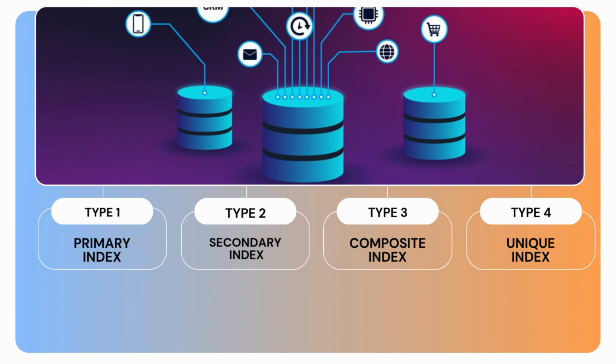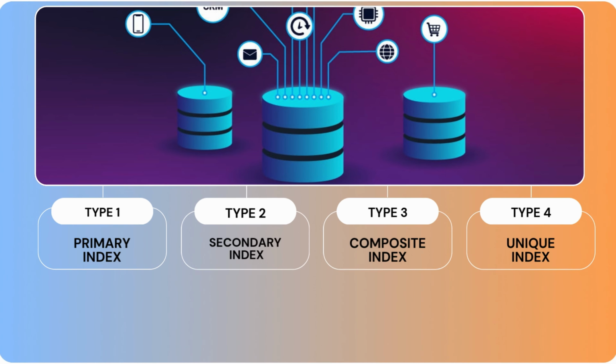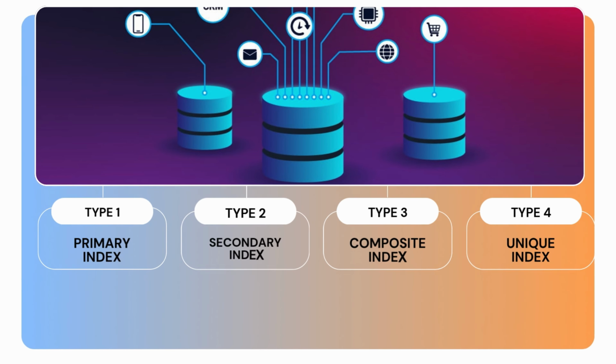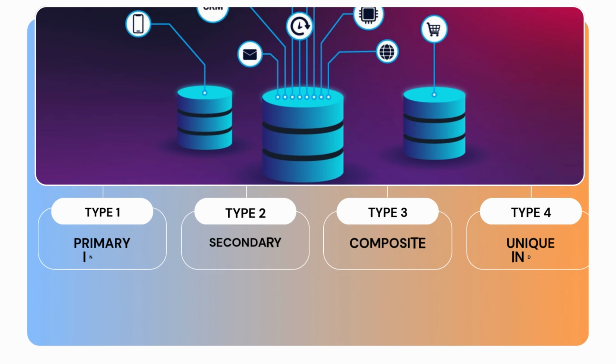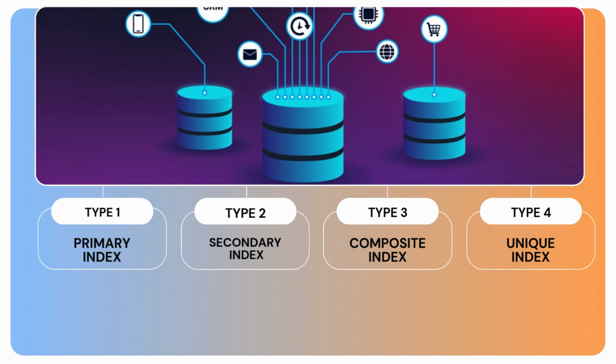Yes, we also have the unique index. This ensures no duplicate values. So two users cannot have the same email in your system. If that happens, then that is a major error. Now here's where things really get interesting. Indexes are very powerful, but they are not free. What do I mean? Every time you insert or update or delete data, the index must also be updated. When that happens, your writes become slow.